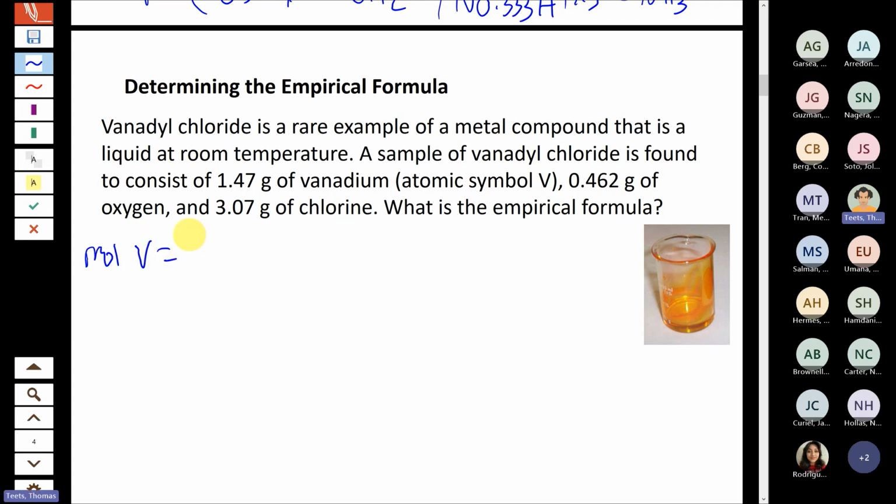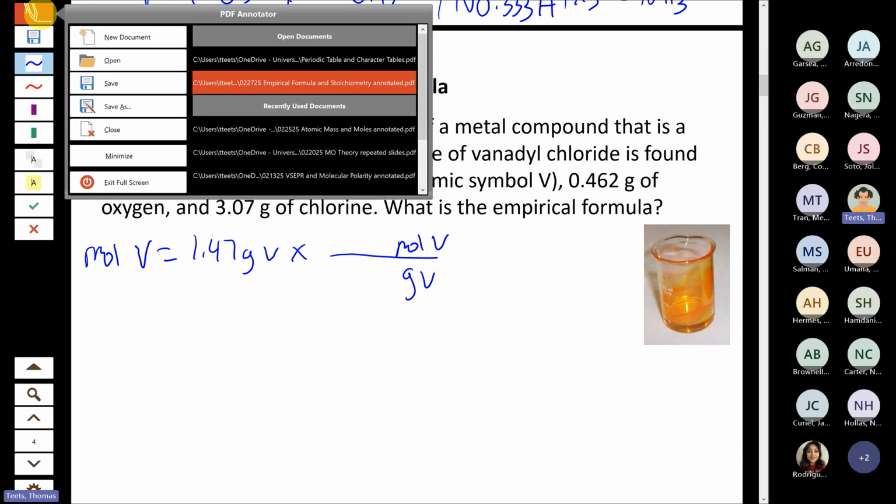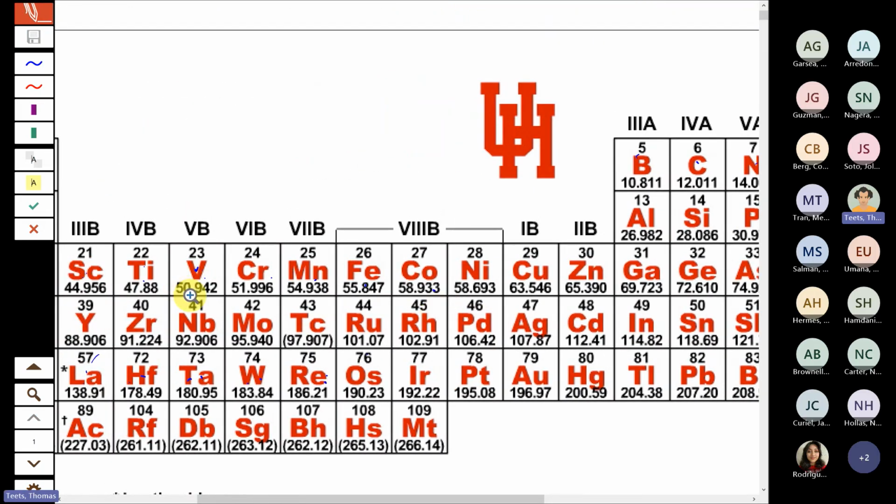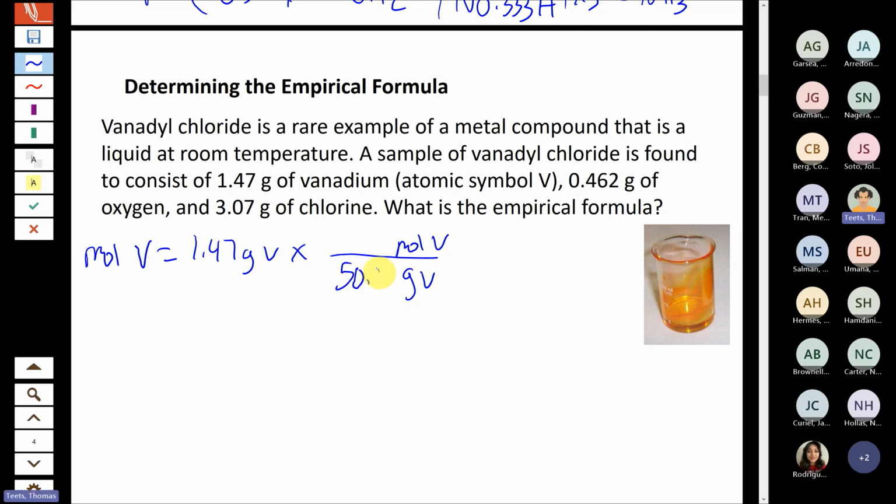So for vanadium, we have 1.47 grams. And we want to convert into moles and cancel out grams. We need to find the atomic mass of vanadium, and we're going to actually end up dividing by that to cancel out grams. So if we go to the periodic table, V is right here towards the beginning of the transition metal series, and it has an atomic mass of 50.94. So we'll use that number for vanadium, 50.94 grams in 1 mole. So grams cancels out, and that gets us 0.0288 moles of vanadium.